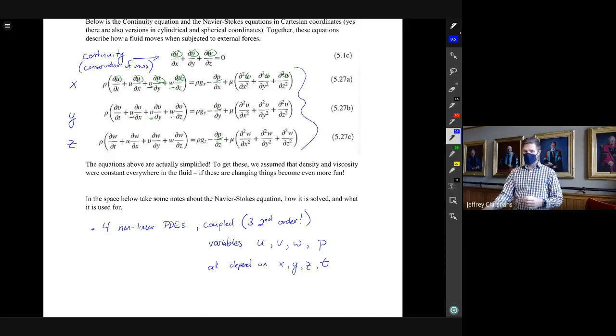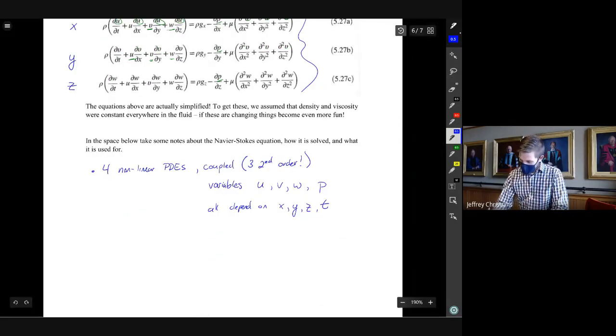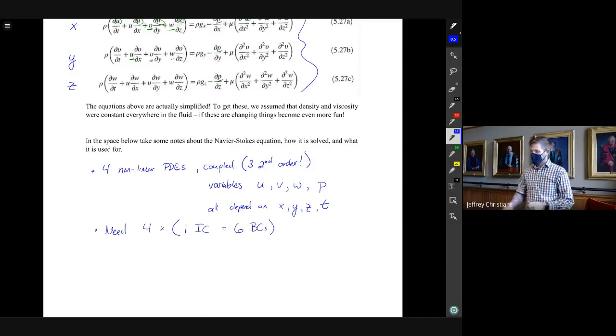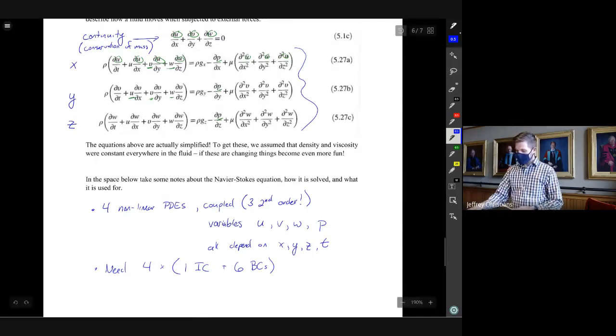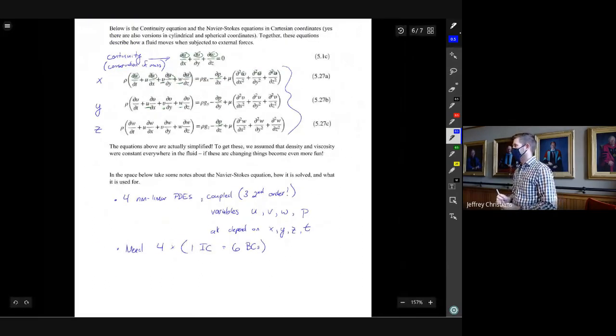So we have 4 nonlinear PDEs. We would need 4 times 1 initial condition and 6 boundary conditions. Right, because we have this partial squared, partial squared, partial squared. So then we would need 2. So you can see very quickly, this gets to be lots and lots of fun to solve.